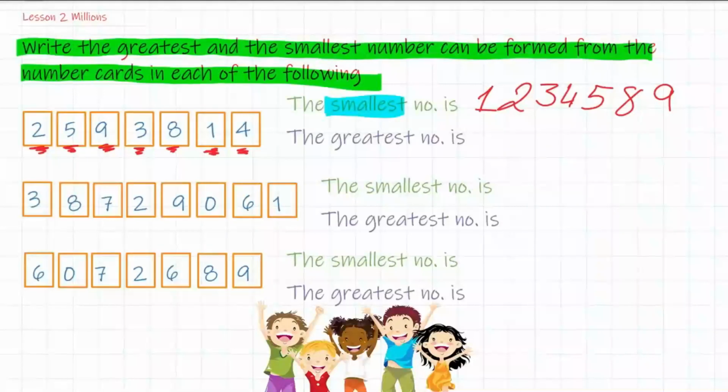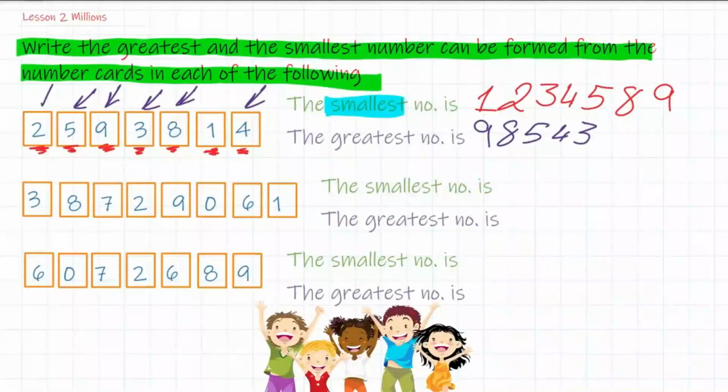Now let's find the greatest number that can be formed from these cards. In this case, let's start with the greatest number. The greatest number here is 9. So let's start with 9, then 8, then 5, then 4, then 3, then 2, and the last digit is 1. So we have here the greatest number that can be formed from these digits.